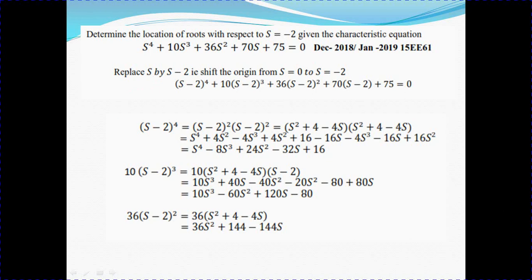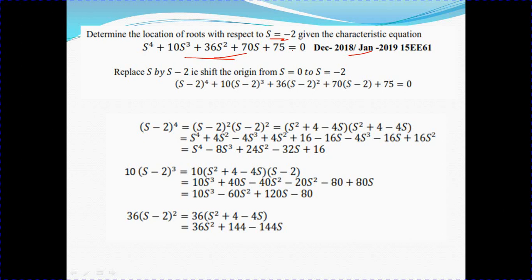Okay, so this is a problem from the question paper. Determine the location of roots with respect to S equal to minus 2, given this characteristic equation. Okay, so now you can see that it is with respect to minus 2. If you apply the RH criteria directly, then we get the roots which are lying on the left hand side of the S plane or on the right hand side of the S plane with respect to the origin, that is S equal to 0.